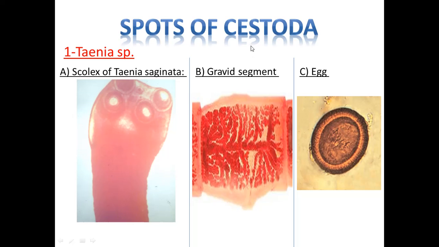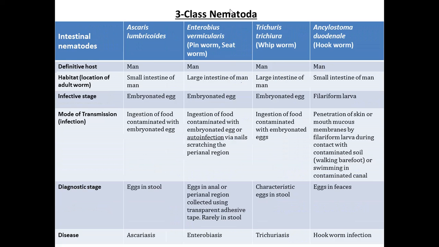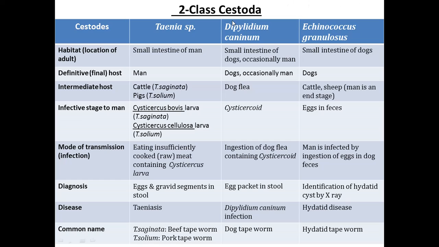If we remember the general characters of class Cestoda, they are hermaphrodite, meaning that the same organism contains both male and female sex organs. Okay. In class Cestoda, we are going to study three examples of parasites: Taenia species, Dipylidium caninum, and Echinococcus granulosus. Taenia species are divided into two species: Taenia saginata and Taenia solium.